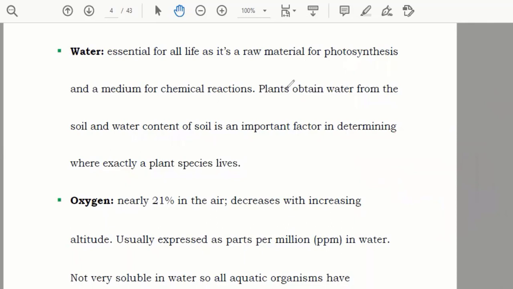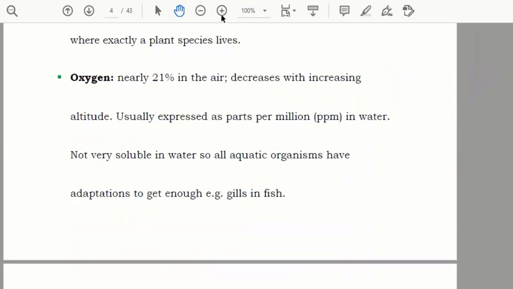After that, we talk about oxygen. If you talk about the atmosphere, we have discussed in the previous lessons that sometimes it is written as 20% and not 21%. There is nearly 21% oxygen in the air, and it decreases with increasing altitude. So they're saying if you go to a higher place, the amount of oxygen will be less.